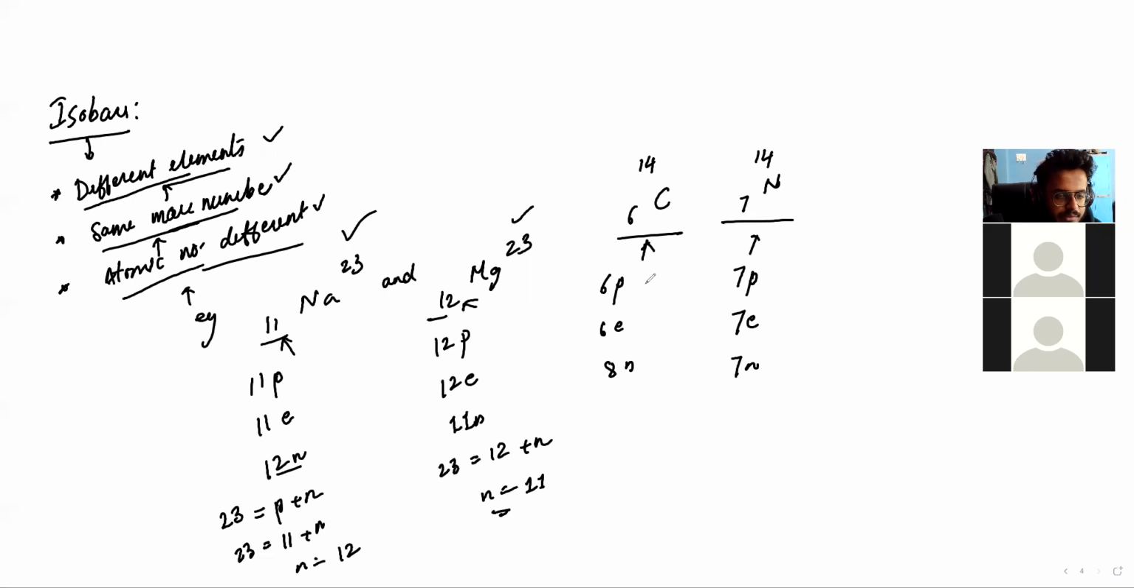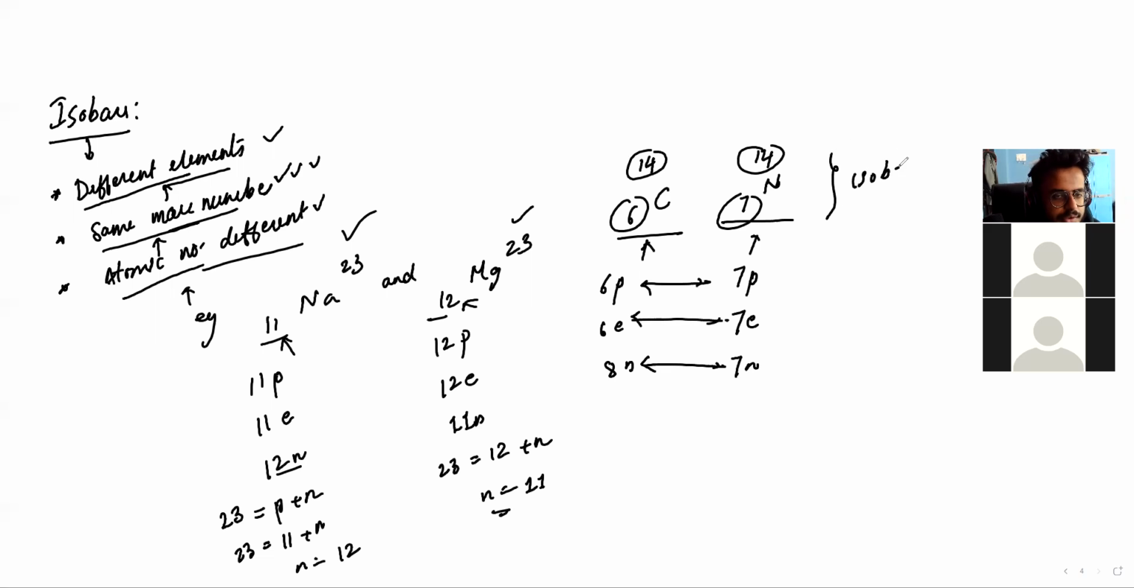So now they have different number of protons, different number of electrons, different number of neutrons, but they have the same mass number, and different atomic number. So these are isobars. So isobars भनेको atoms of different elements that have the same mass number but different atomic numbers. Okay, so these are known as isobars.